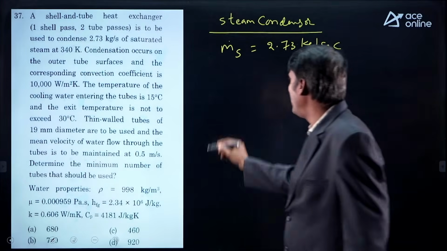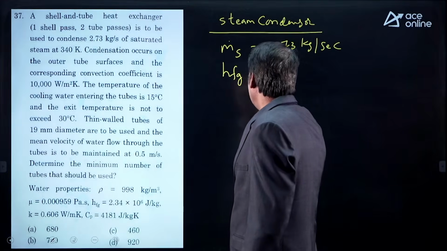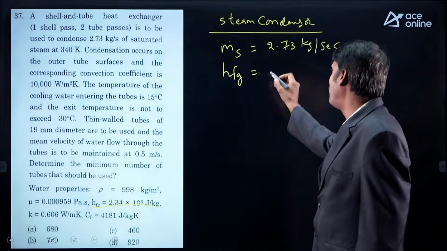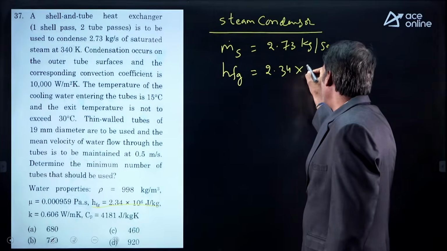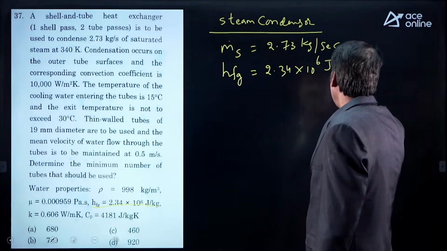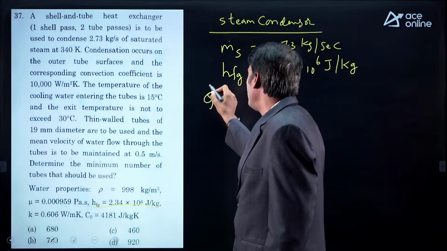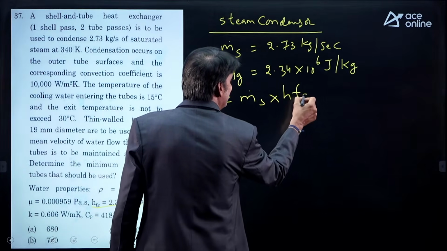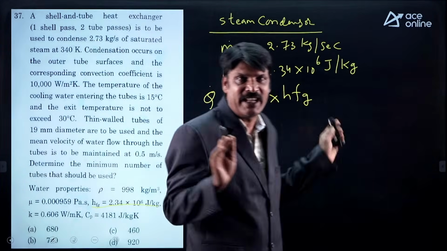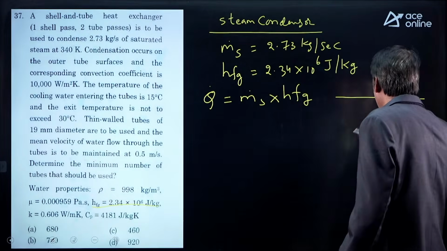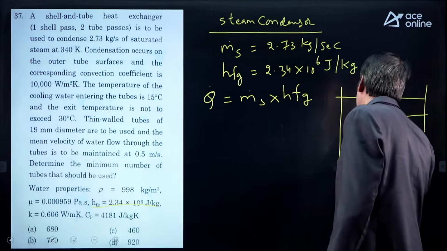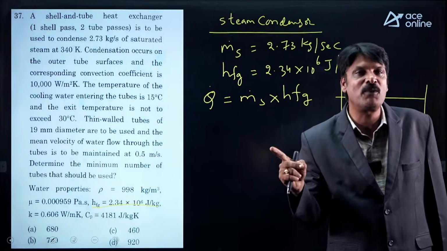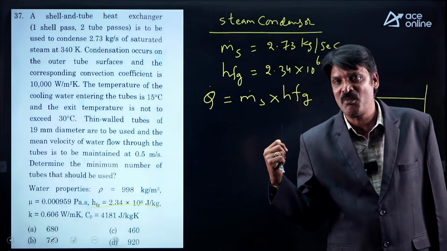Just check whether he has given h_fg value. Check if he has given anywhere h_fg. Yes, he has given latent heat of vaporization 2.34 into 10 to the power of 6 joules per kg. So, you will know how much amount of heat has been removed. Rate of heat transfer is mass flow rate of steam into h_fg. Till now, this is clear. Now, if you observe, don't go into your LMTD techniques because this is a sizing problem. This is not a rating problem. In heat exchangers, we have two types of problems. One is rating problem, other one is a sizing problem. This particular problem is a sizing problem.